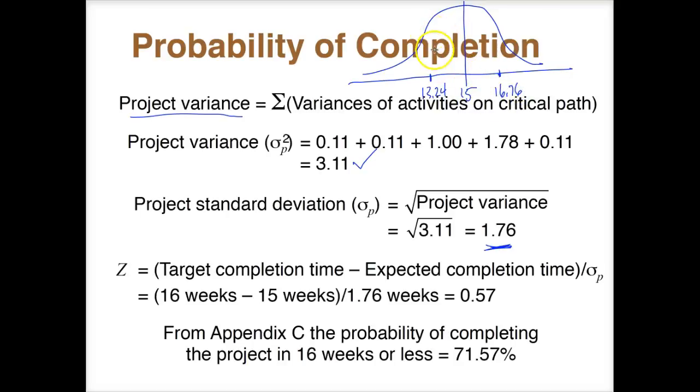And so what we know about probability density functions, and particularly the bell curve, about 34% of all your data is going to be here, and about 34% is going to be here. So somewhere in between 13.24 weeks and 16.76 weeks, according to what we see here, we have about 68% confidence that we can actually finish that project within that time period. So that's kind of what this is saying.